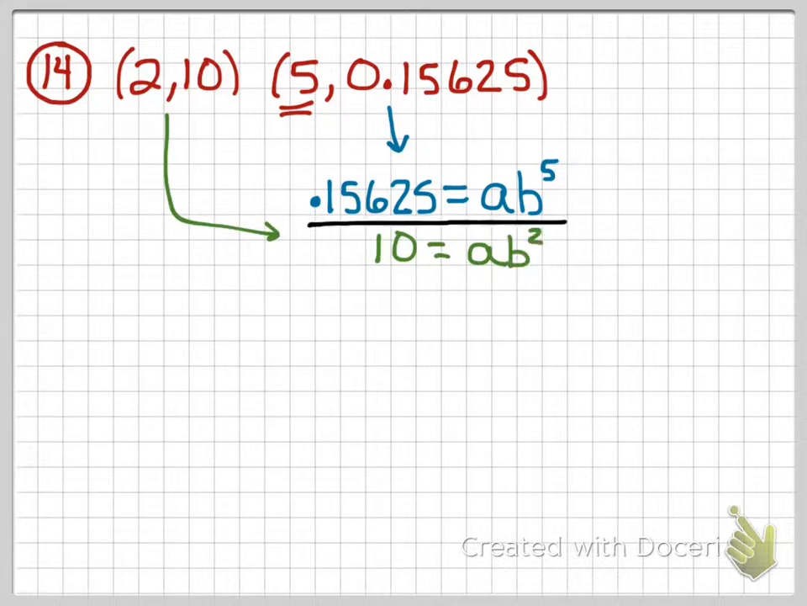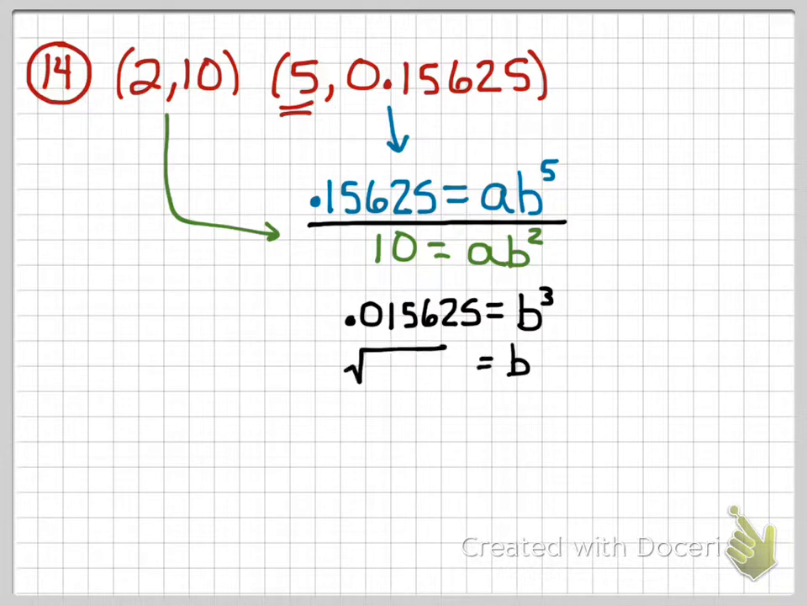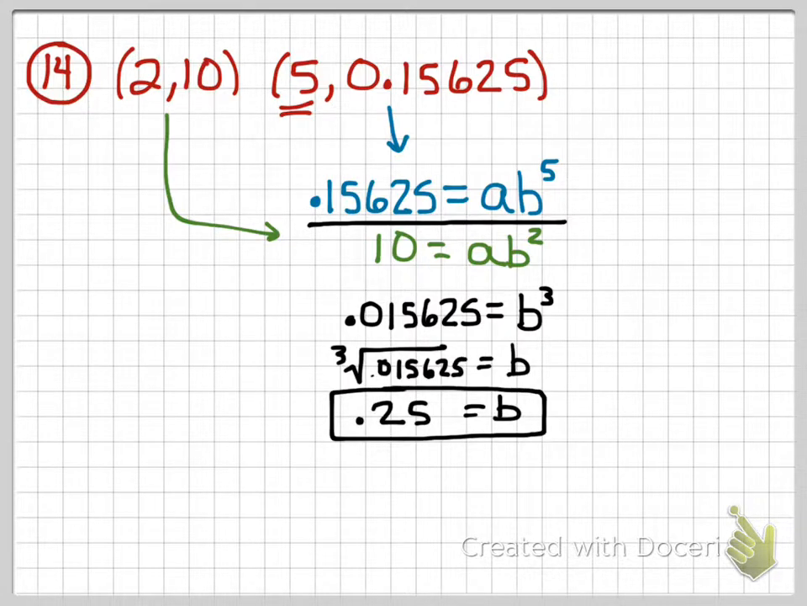Plug in the other point as well, so I have 10 equals ab to the second. Again, to cancel out the a's, I have to do the opposite. Right now, it's a times b, so the opposite of multiplication is to divide. In which case, I have 0.015625 on the left-hand side. On the right-hand side, I'm going to have b to the third power. Take the cubed root of both sides, in which case b is equal to 0.25.